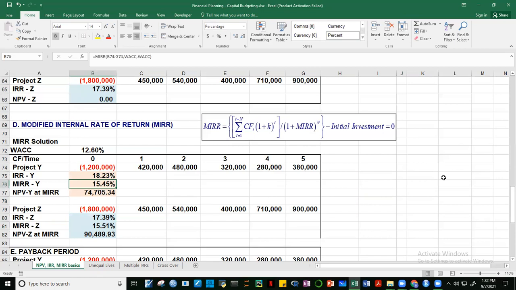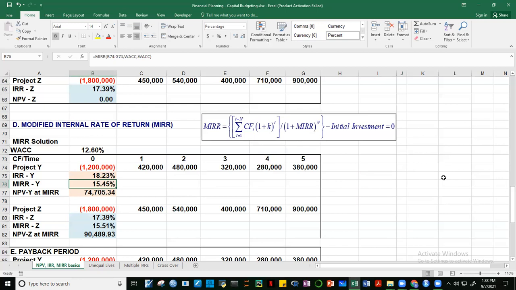Okay, so the modified internal rate of return will always support the findings of the NPV. Okay? Ginagamit lang naman natin yung MIRR, guys, as just to prove na mas tama yung NPV natin. But if there's no conflict between IRR and NPV, then no need to show your MIRR.